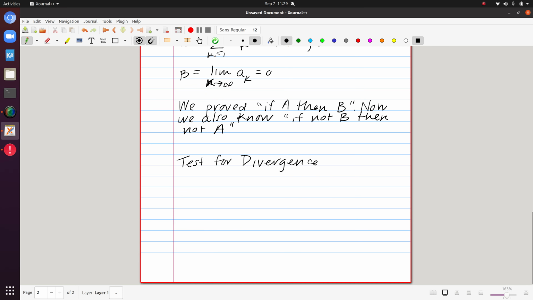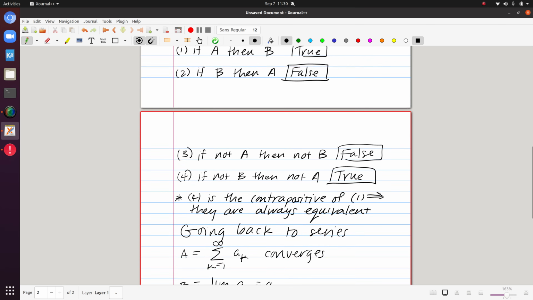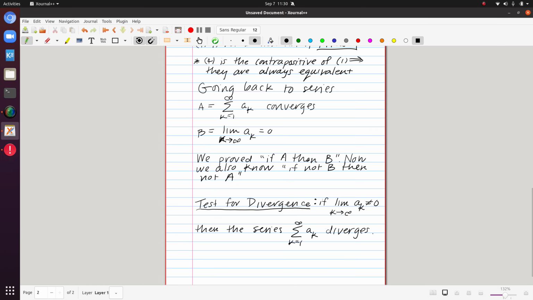And the statement of this is, if the limit as k approaches infinity of a sub k is not 0, then the series, sum from k equals 1 to infinity of a sub k, does not converge, which we would say diverges. So importantly, this is stated differently than what we saw above. But like I said, the statement that we're ending with is the contrapositive of the one above. And because we proved that the one above is true, its contrapositive must be true as well.